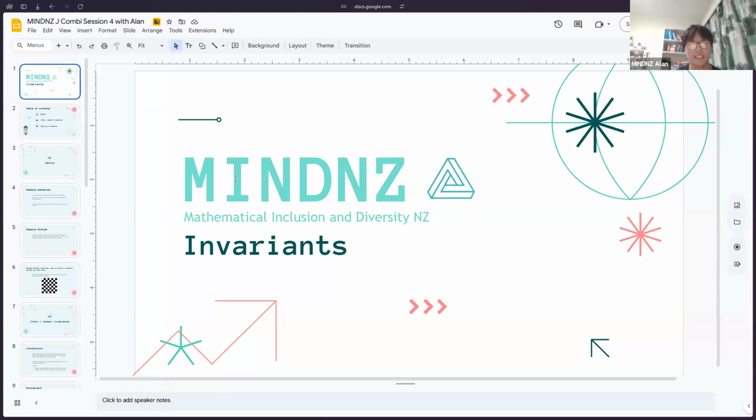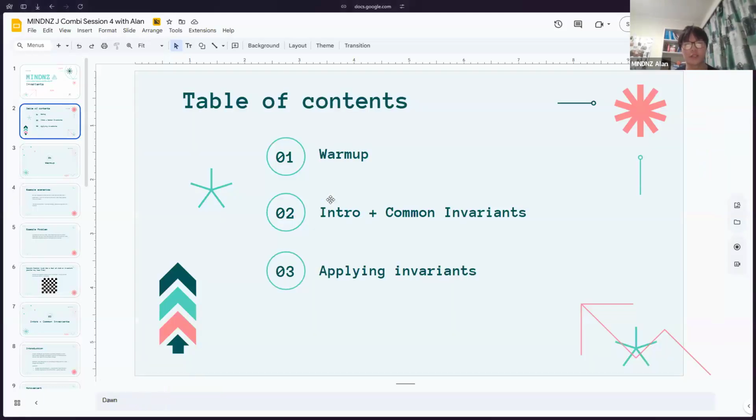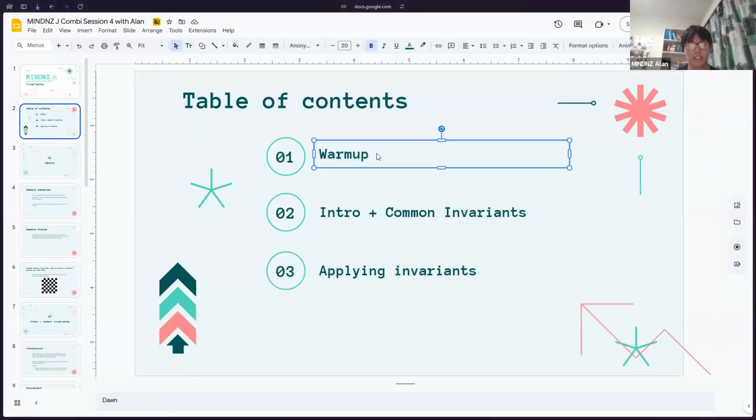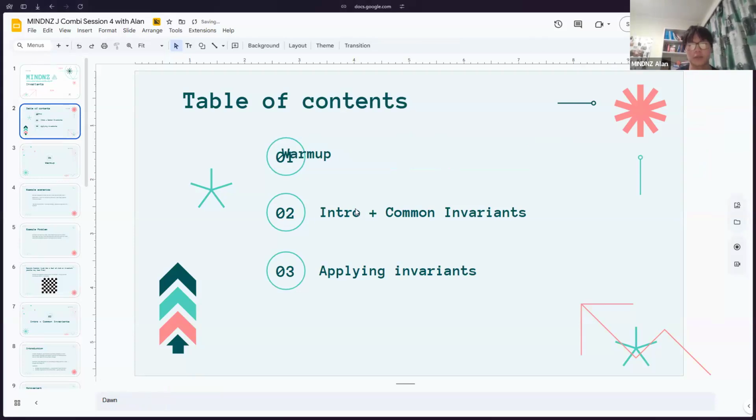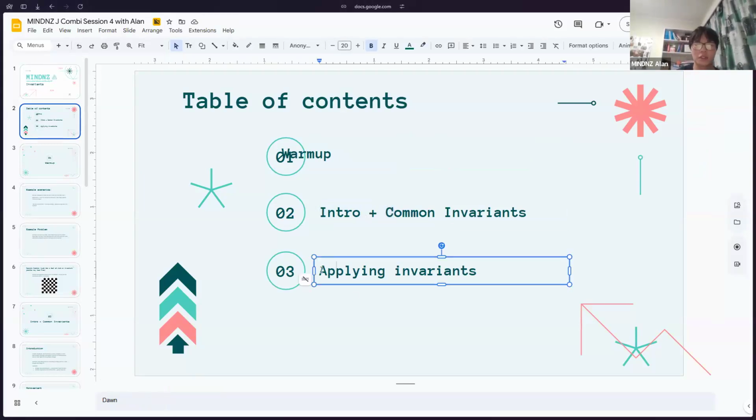Welcome to Mine and Z Junior Combinatorics. Today we'll be covering invariants. So first, we'll cover a warm-up section. After that, we'll do some introduction problems and concepts. And also we'll cover some common invariants in Math Olympiad. And finally, we'll go over applying these invariants in our handout problems.